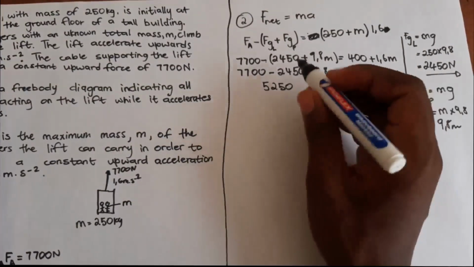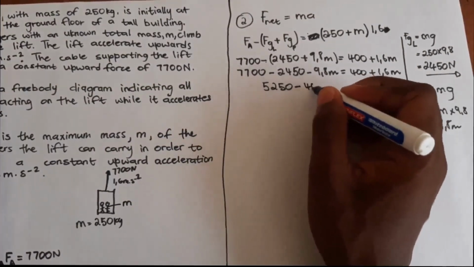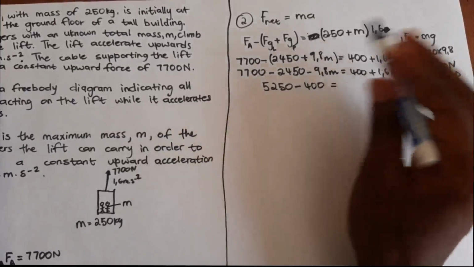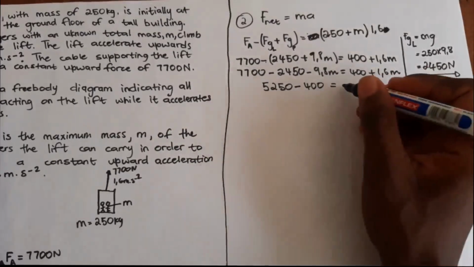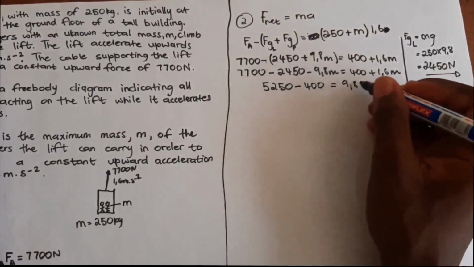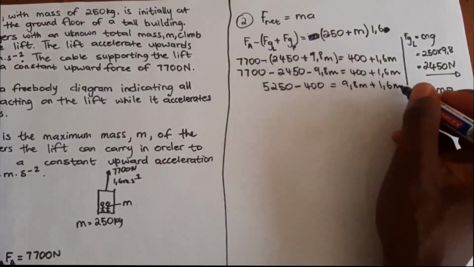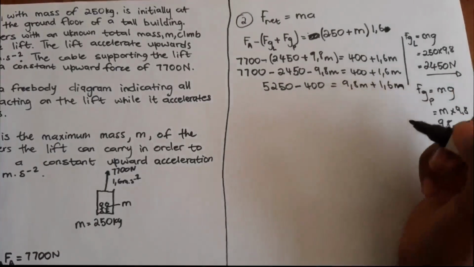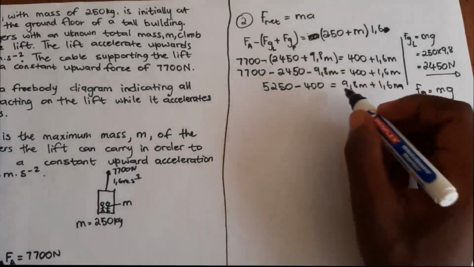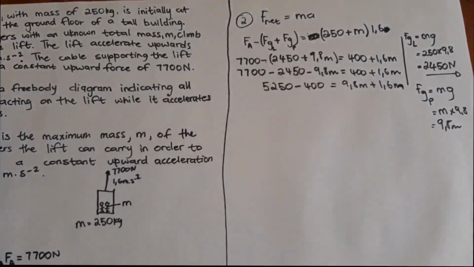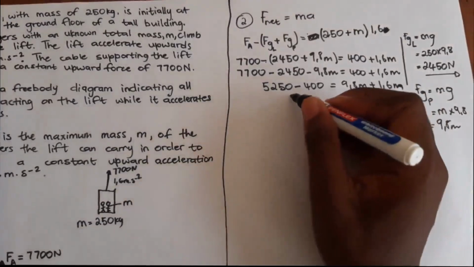So this 400 is going to come to this side, it's going to be minus 400. This is going to go that side, so it's going to be 9.8 m plus 1.6 m. Sorry, not meters, mass, m. So 5,250 minus 400 is equal to 4,850.